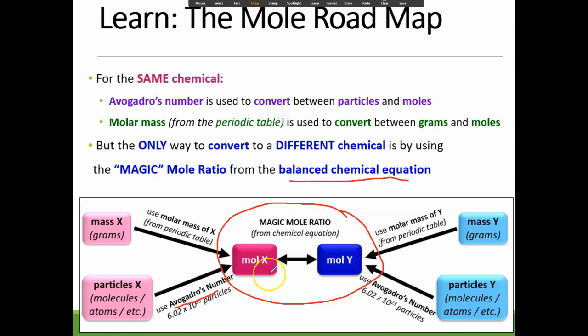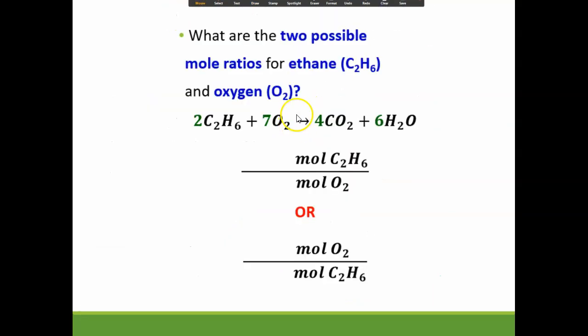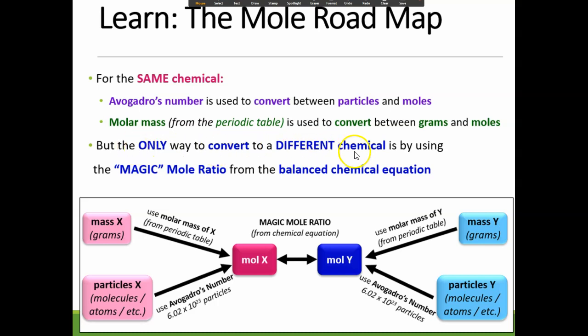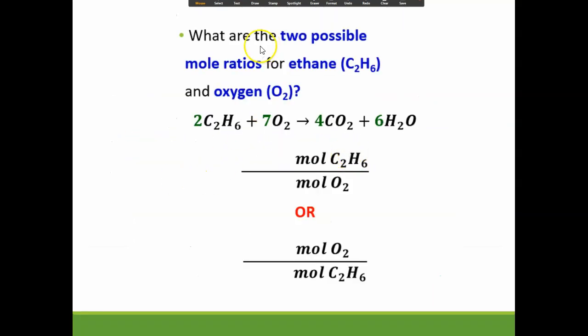And so what we can do is take a look at the coefficients, and based on that, it will help us figure out, based on how many we start with of one chemical, how much we would need to end up with of the other chemical. So let's take a look at this in action. Again, the only way to convert between different chemicals is to use the mole ratio.